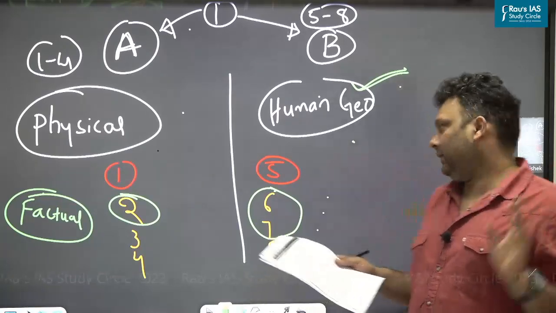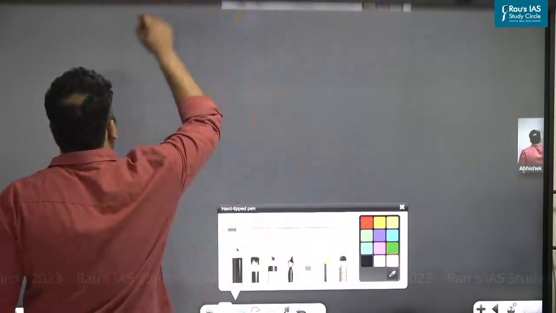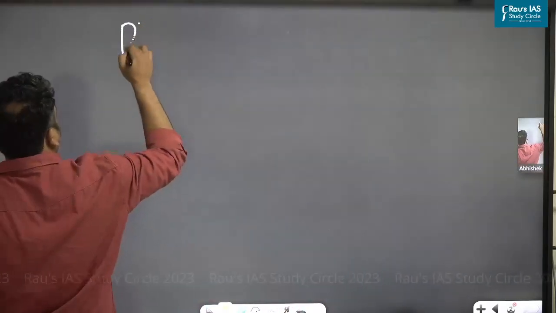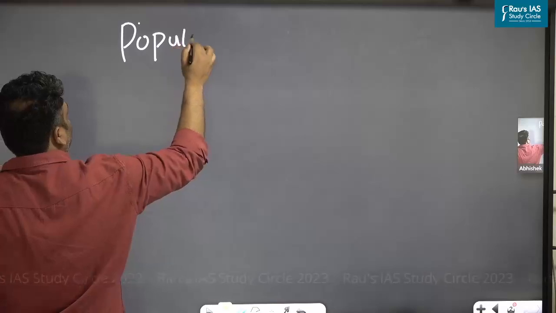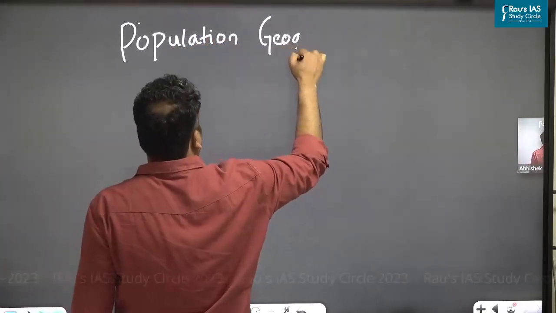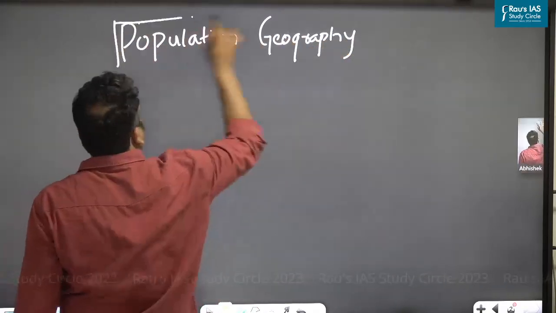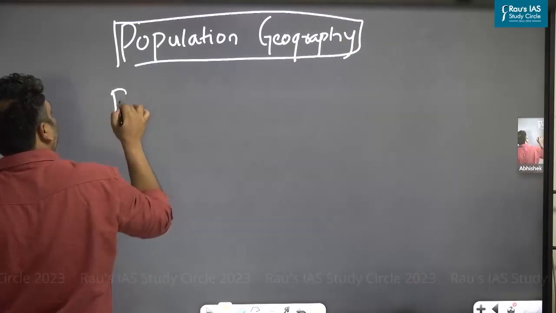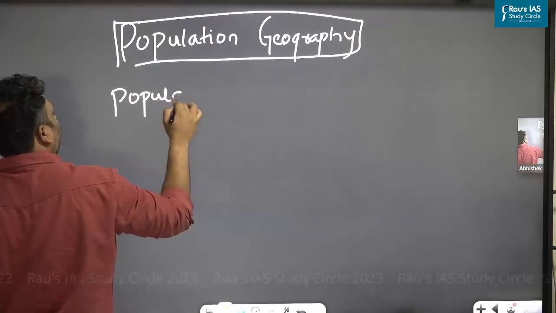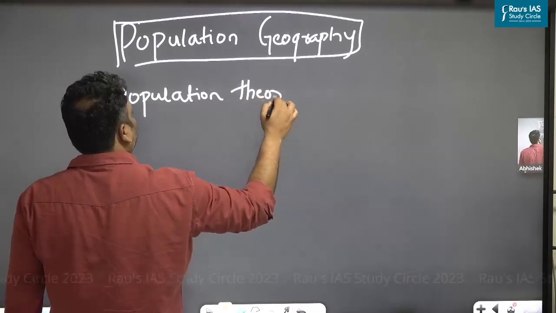The first one which will be starting here is the population theories. So in population geography, I'm starting with population theories.